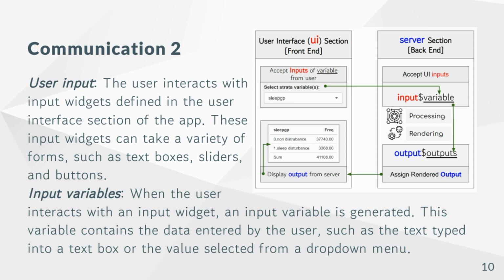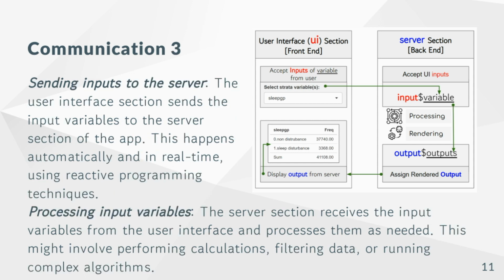This variable contains the data entered by the user, such as the text typed into a text box or the value selected from a drop-down menu. Sending inputs to the server. The user interface section sends the input variables to the server section of the app. This happens automatically and in real time, using reactive programming techniques.